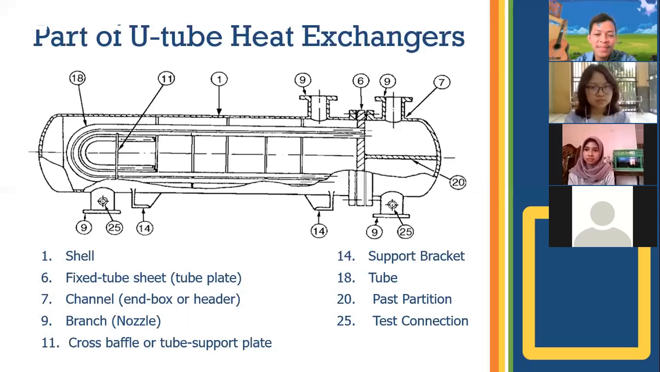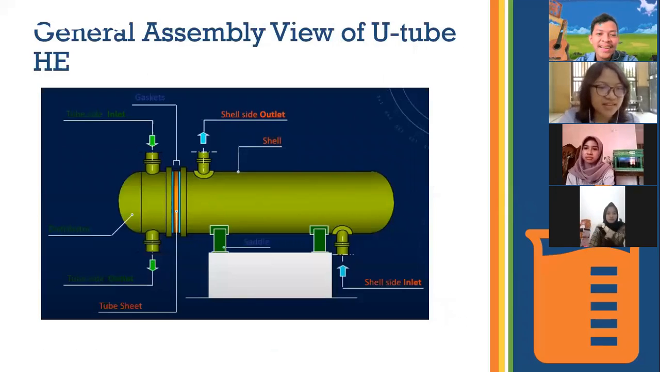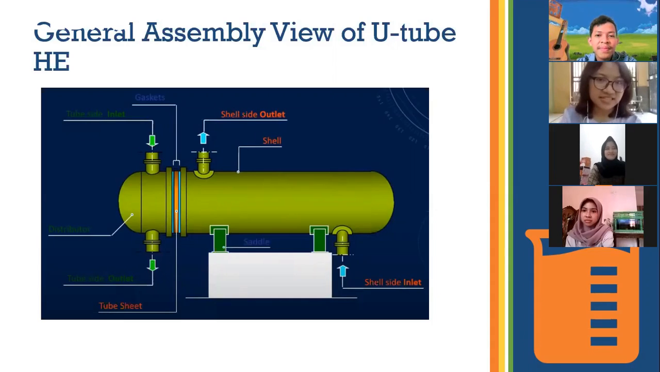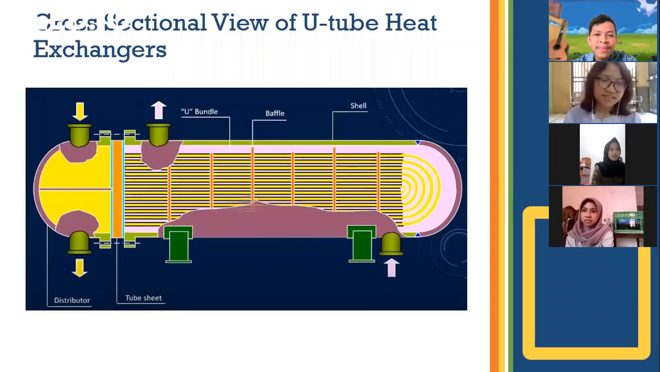The next one is the outside image of the U-tube. As we can see, there are two inlets and two outlets. On the next slide, this is the inside of the U-tube. We can see in detail what makes it called a U-tube, because there is a bend that looks like a U.